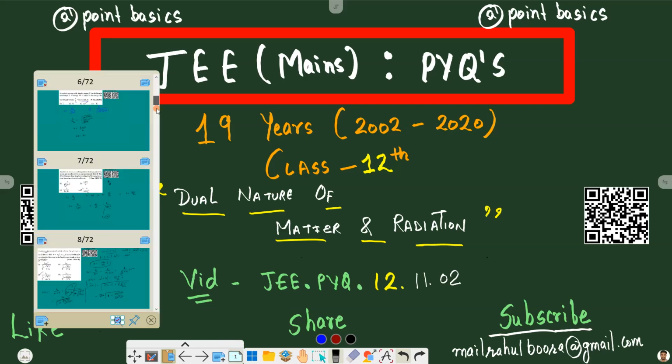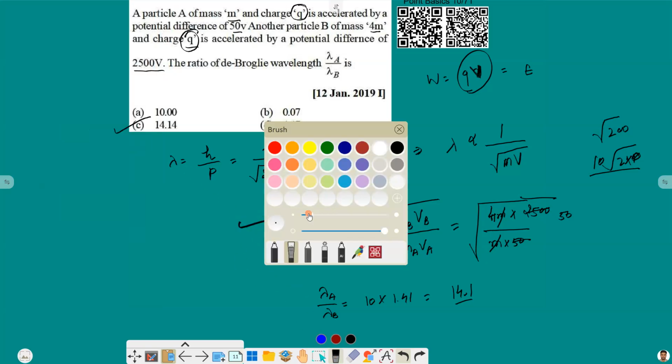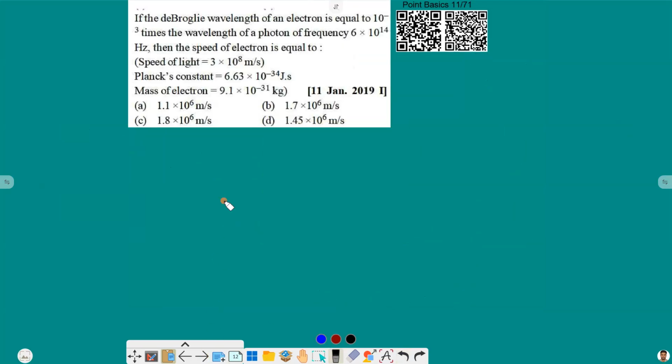In the previous one, we covered up to question number 10, I think. Yeah, I think this was the last question. Let me adjust the pen thickness. And today we will start with question number 11.